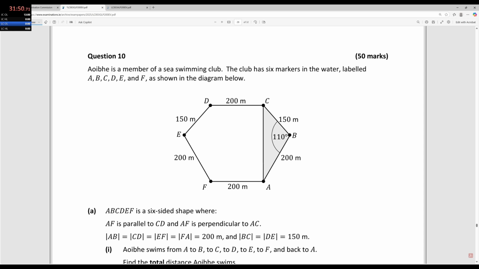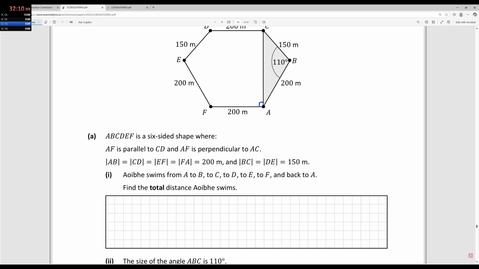Ava is a member of a swimming club. Sea swimming. The club has 6 markers in the water labeled A, B, C, D, E, F shown on the diagram. It's a 6-sided shape where AF is parallel to CD and AF is perpendicular to AC. Okay. Now, they didn't put that in the diagram, but they said it in the words, and people aren't reading the words. I'm kind of hoping that they would have spotted that.